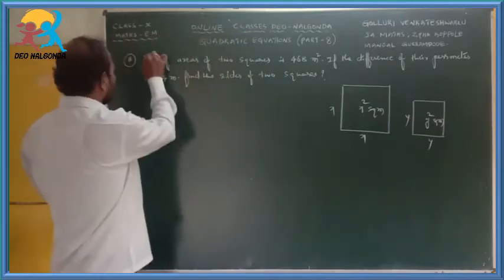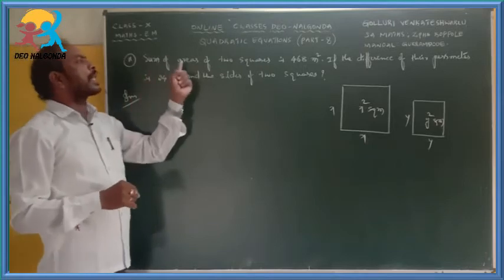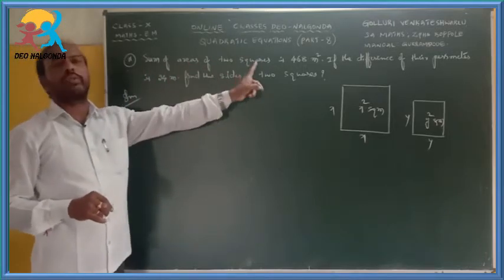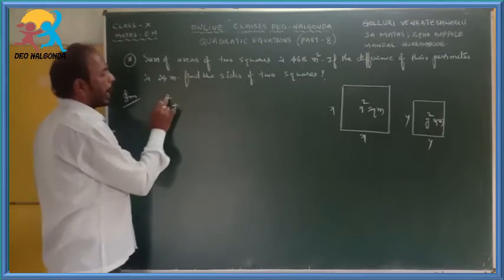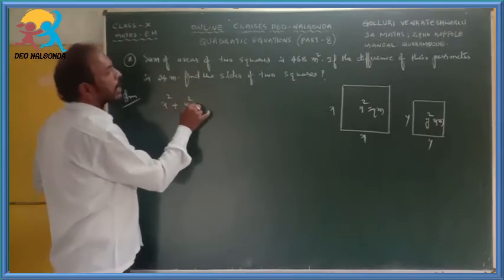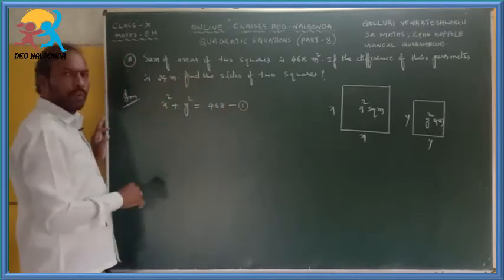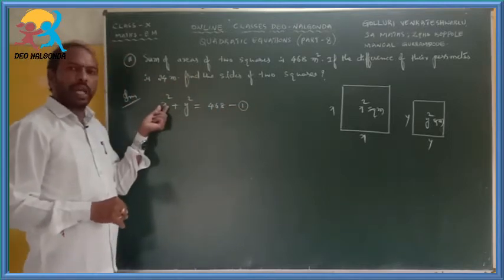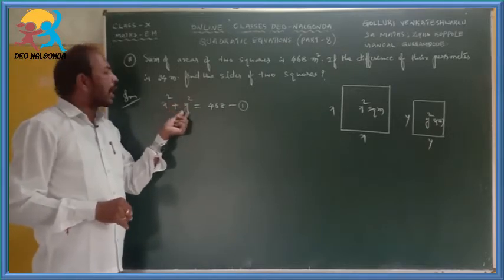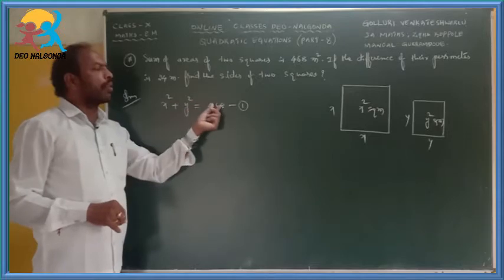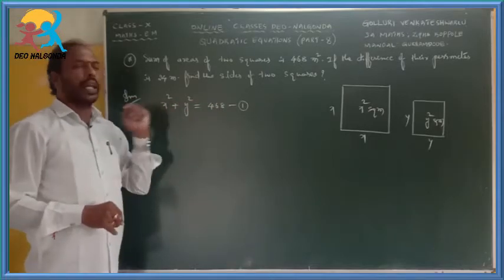According to the first condition, sum of areas of two squares is given as 468. Let this be equation number 1. So area of a square formula, side into side, plus area of another square, side into side. Sum of these areas is equal to 468. Here we obtained an equation which contains two variables.